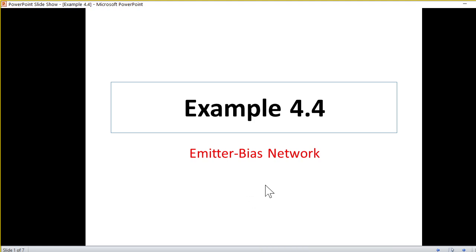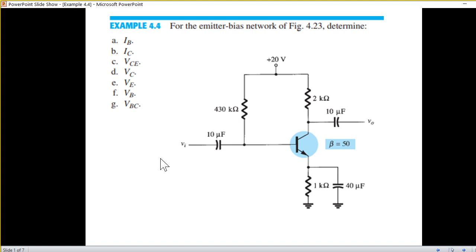Bismillahirrahmanirrahim. In this video, we'll be discussing example 4.4, emitter bias network, from the EDC book by Mr. Boylestad. And this is on the request of a student. Simple question. Let's do it. This is the question. For the emitter bias network, we have to determine these parameters: IB, IC, VCE, VC.